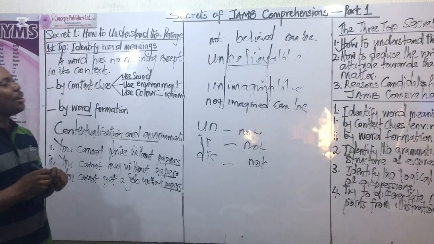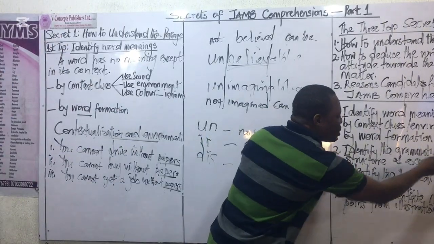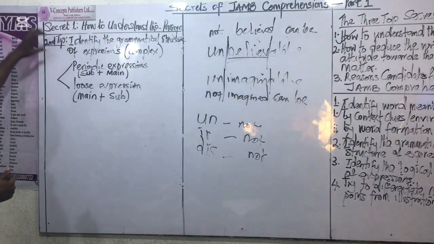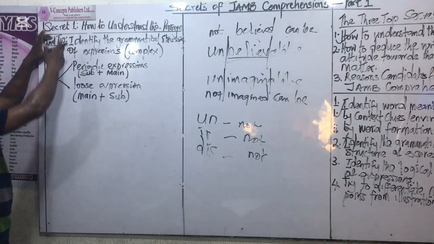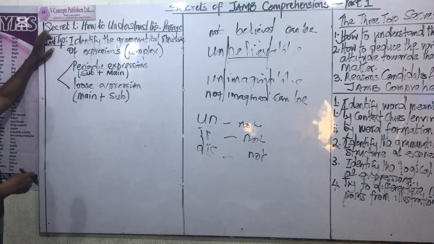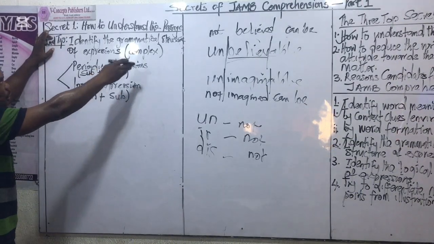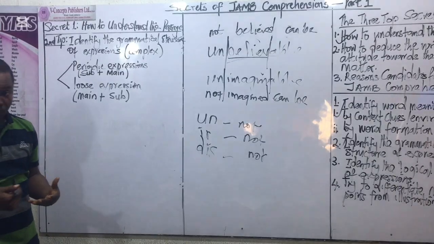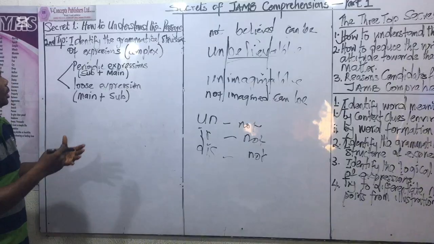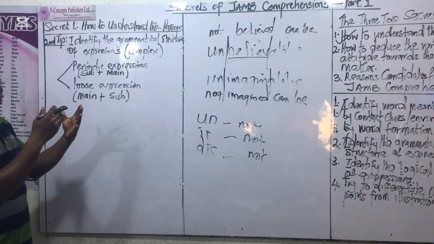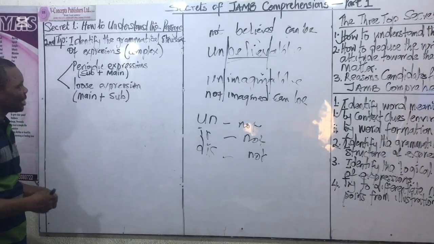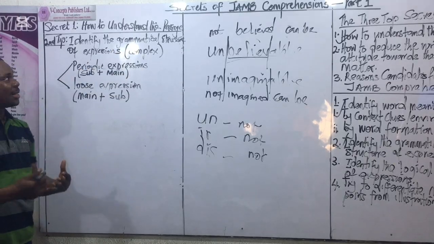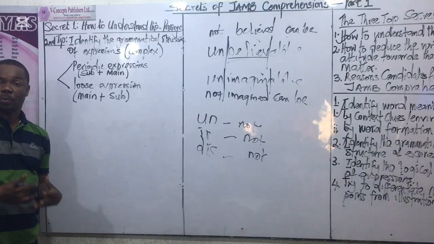Then the second tip on secret one is identify the grammatical structure of expression. Let us look at that. So here we go with our second tip on that secret one, which is identify the grammatical structure of expressions. Like I said at the beginning of this video, the expressions that you would normally see in JAMB passages are complex expressions. In other words, complex sentences, and you can call them disruptive expressions.